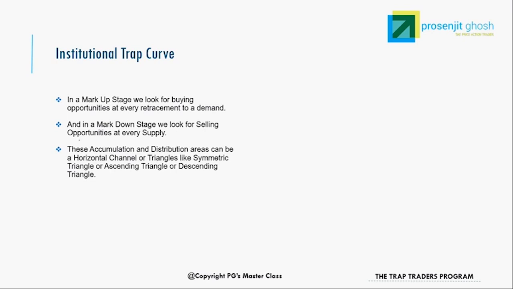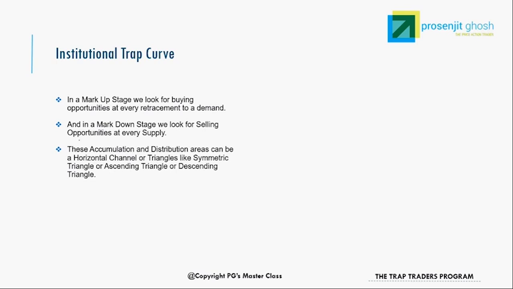So these accumulation and distribution areas can be a horizontal channel. I mean, it can be completely sideways between a resistance and a support, or it can look like a triangle, like a symmetrical triangle, ascending triangle, or descending triangle. This is something you will not find anywhere on Google. This is from experience.